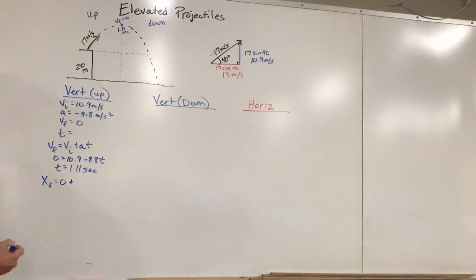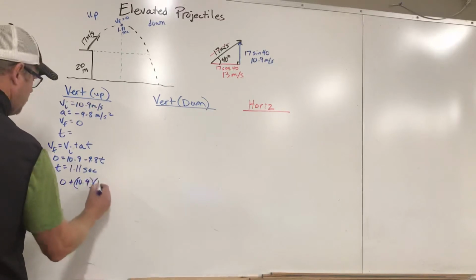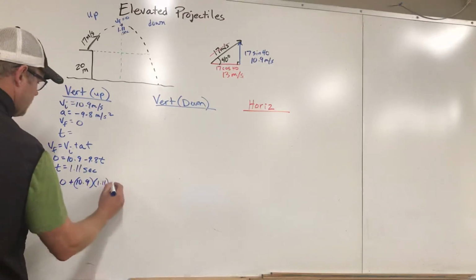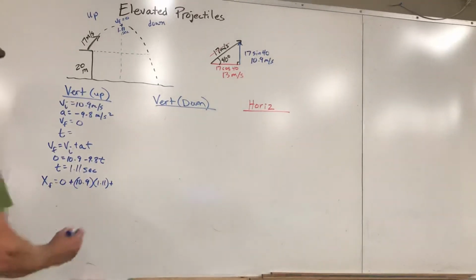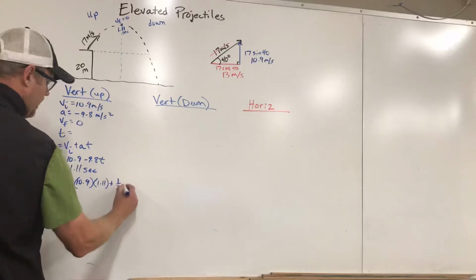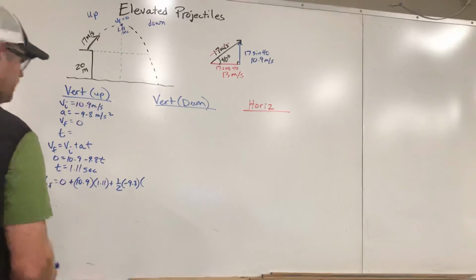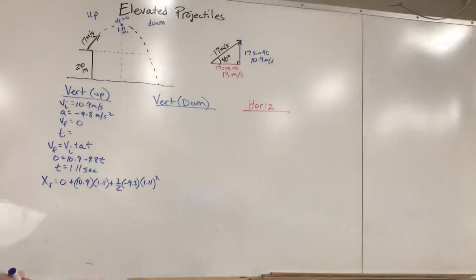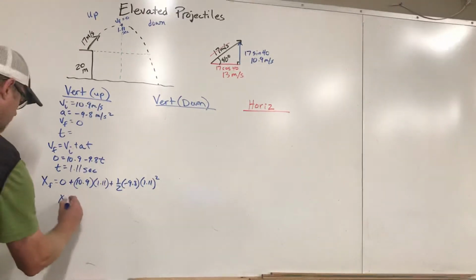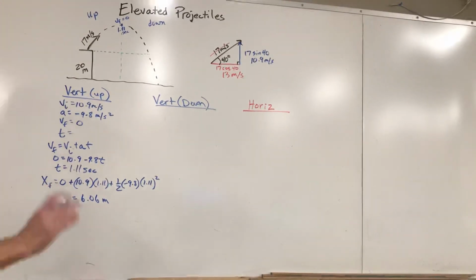My initial velocity going up is 10.9. And that happens for 1.11 seconds. Okay, I'm not going to include the units right here. And then I have 1/2 AT squared, 1/2 negative 9.8, and then T squared would be 1.11 squared. Now when you punch that in and compute that, you're going to find that this thing goes a final distance of 6.06 meters.